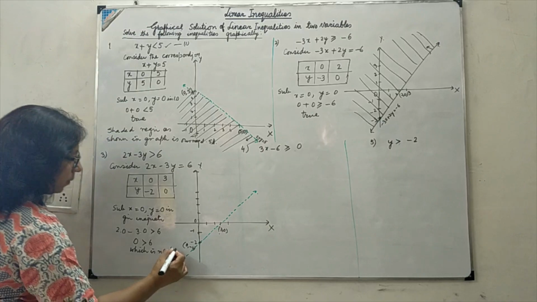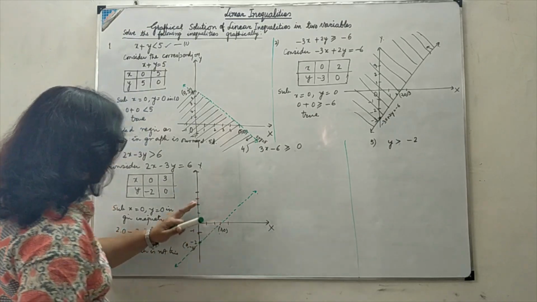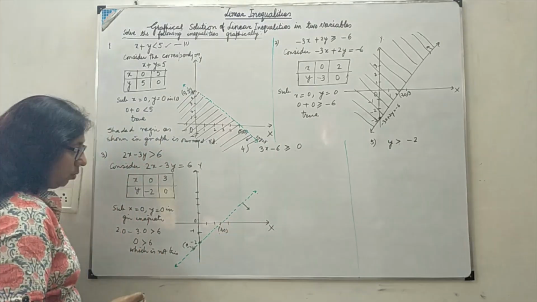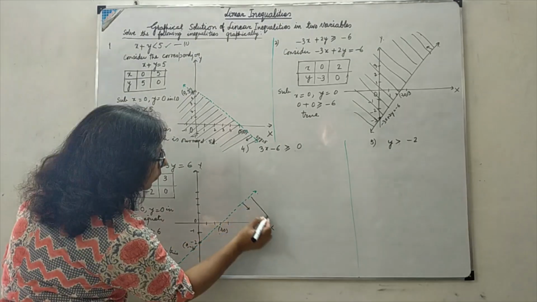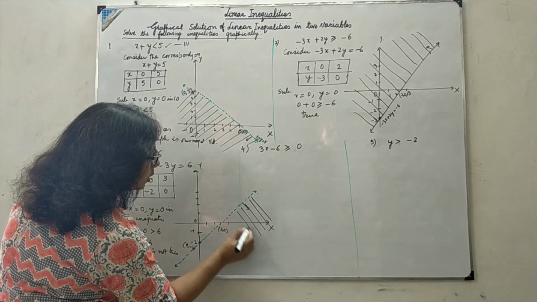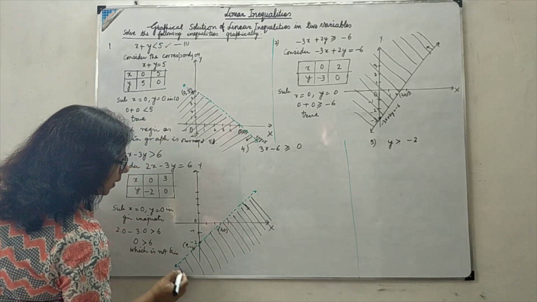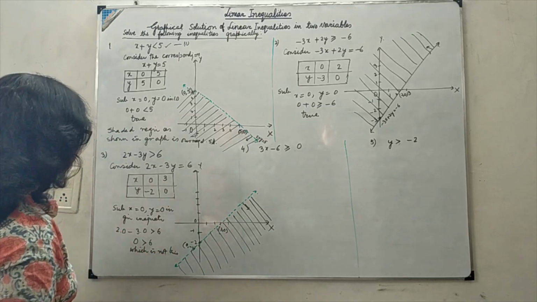If it is not true, that means the side which has the origin is not our required solution. The opposite one is, which means we will have to shade like this. This part is our required solution. We will write the scale, everything, x axis, y axis.